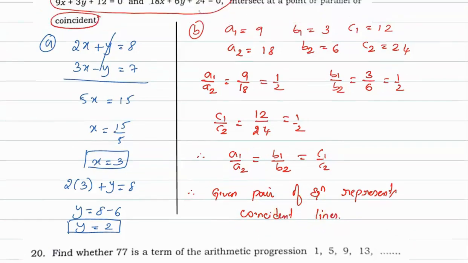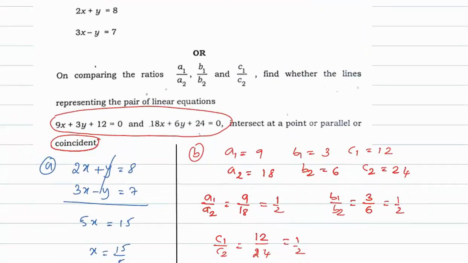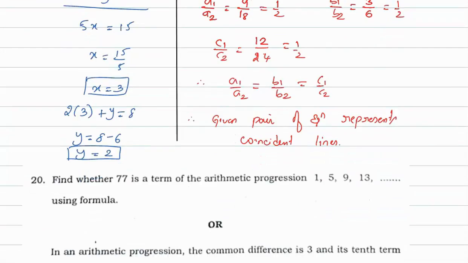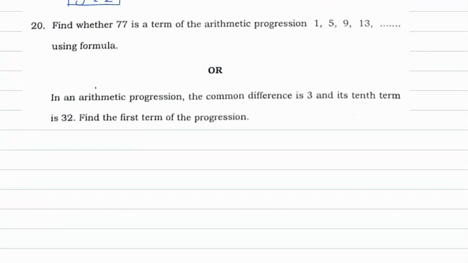So this is what a 2-mark question from the chapter linear equation looks like. Now I am moving on to the next question, that is from arithmetic progression. In this also there are 2 questions, so we have to solve any one. I am going to take the first one now. It is given, find whether 77 is a term of the given AP. If we keep on writing this AP, is it possible to get 77?